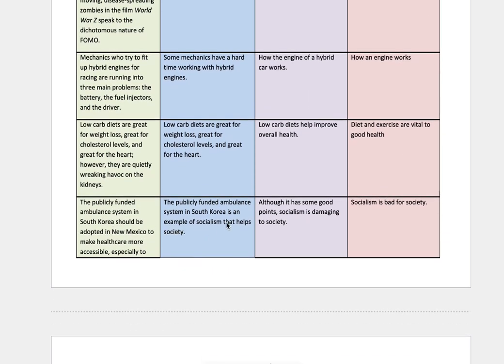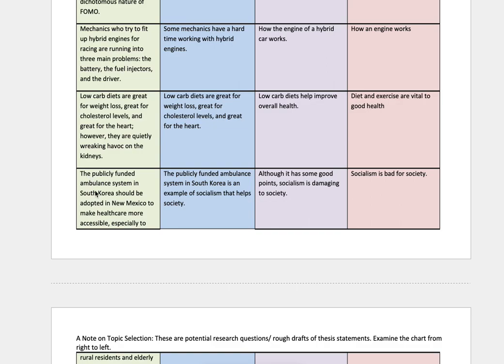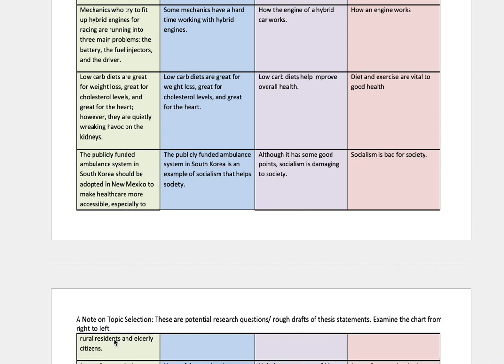And then for the publicly funded ambulance system, we have the publicly funded ambulance system in South Korea should be adopted in New Mexico to make healthcare more accessible, especially to rural residents and elderly citizens. So that takes this from being something that's kind of well, so what? What do you want me to do with this information? To being, and this would work as a broad research topic. And then this would be the argumentative topic, because you're trying to talk about something that we could institute, like a claim of policy, a policy change that we could have here in New Mexico to help with some of the problems that we run into.